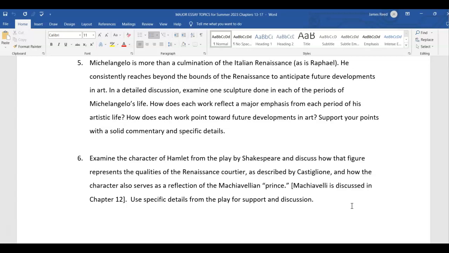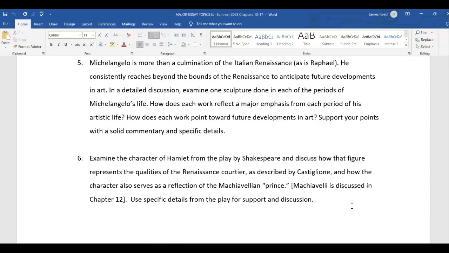And then he also, though, the character of Hamlet from the play also demonstrates traits that Machiavelli presented about how a prince should conduct himself. So I ask you to look at both, how the character of Hamlet is both courtier and Machiavellian prince.